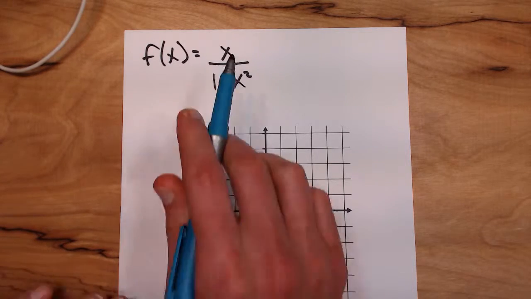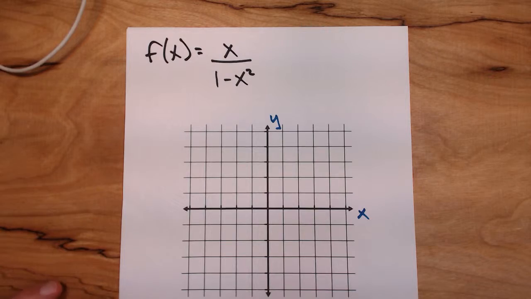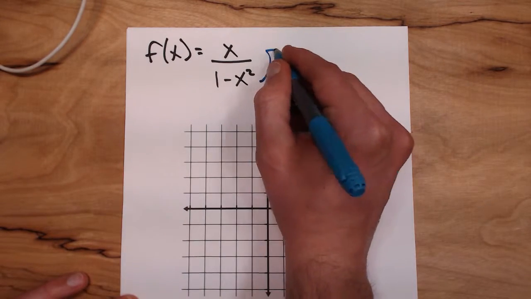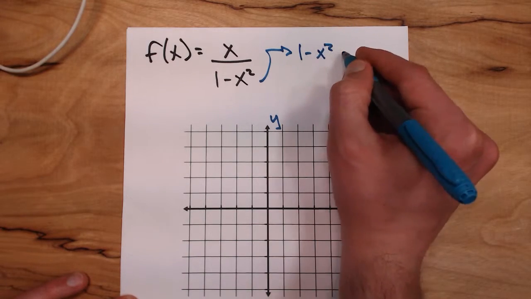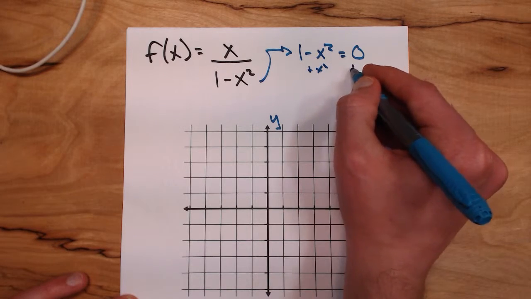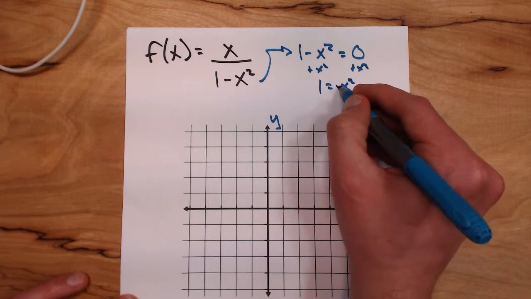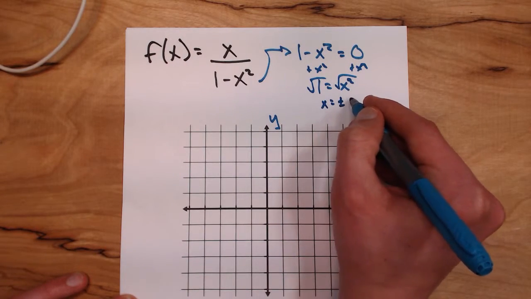Okay, so we are going to plot this rational function. First, I want to find if I have any vertical asymptotes, and to do that, I will set my denominator equal to 0. So I'll say 1 minus x squared is equal to 0. I will add x squared to both sides, and I will get 1 equals x squared. Almost there, square root of both sides, and I get x equals plus or minus 1.